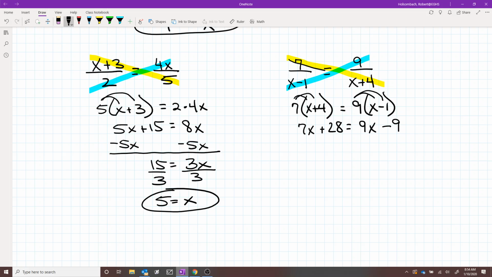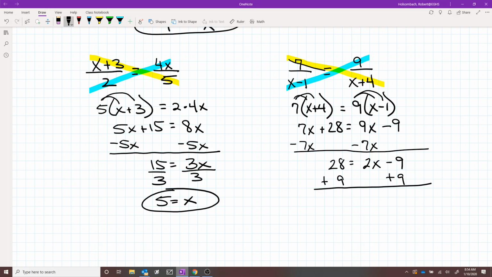And now move the smaller variable, so subtract 7x from each side. And 28 is equal to 2x minus 9. You can add 9 to each side. 37 is equal to 2x. And then you can divide both sides by 2. So 37 divided by 2, I'm going to go with 18.5, is equal to x.